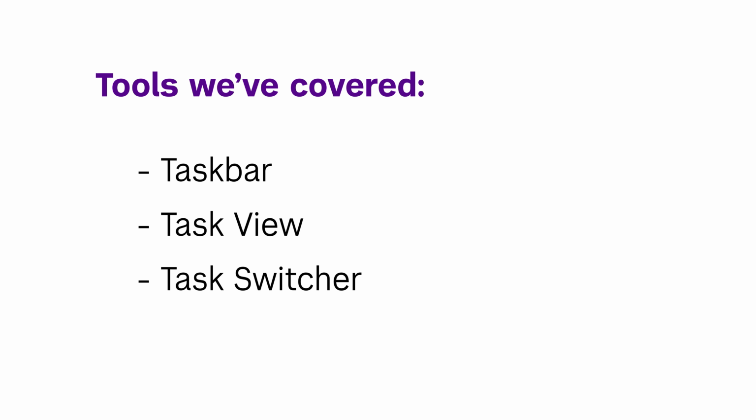So, to review, we've discussed quite a bit. Checking for running programs on the taskbar, getting a visual overview with the task view, switching between programs with Task Switcher, and looking for background programs in the system tray.